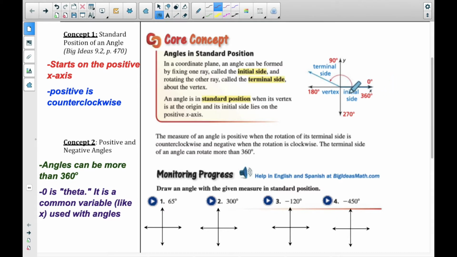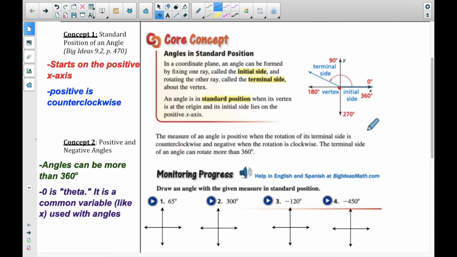Standard position is when the first side, the initial side, is on the x-axis, right here on the positive side of the x-axis. And then we draw our angle, and it's like we're opening up the angle, and it opens up and it comes over here, and here's the terminal side. Now, if you know anything about vocabulary or if you're taking another language, initial means the starting, right? So we start here. Terminal means the end. And so the angle starts here and it ends here. That's the initial side and the terminal side. The vertex is here at the origin. That's our vertex.